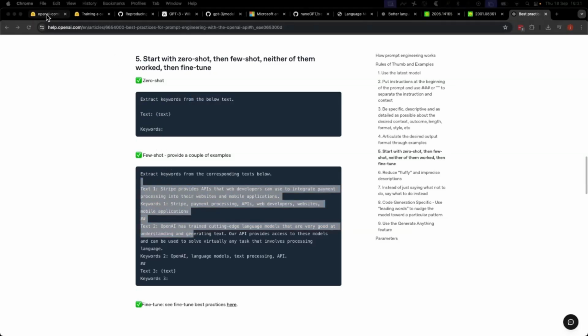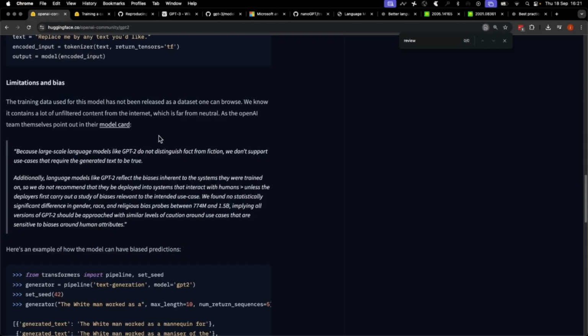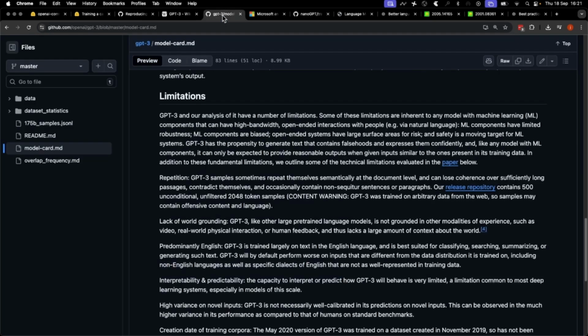Let's also not forget about the limitations of these large language models. In the case of GPT-2, it was mentioned that GPT-2 does not distinguish fact from fiction, which is very serious. It also reflects bias inherent in the training data, which is far from neutral. In the case of GPT-3, other limitations were mentioned. For example, it has limited robustness, bias, and open-ended systems have large surface areas for risk, and safety is a moving target.